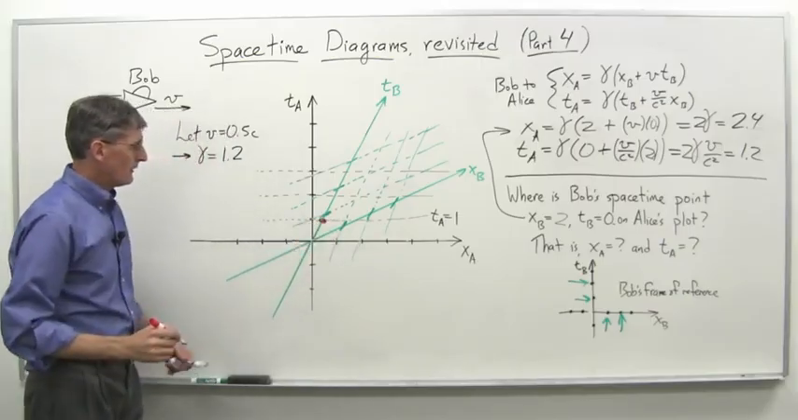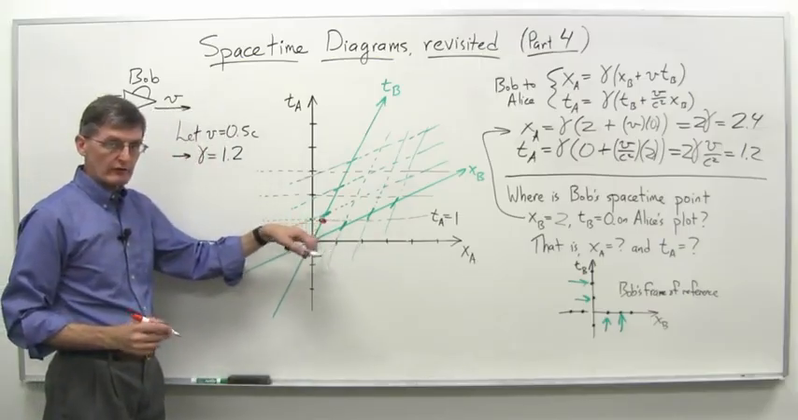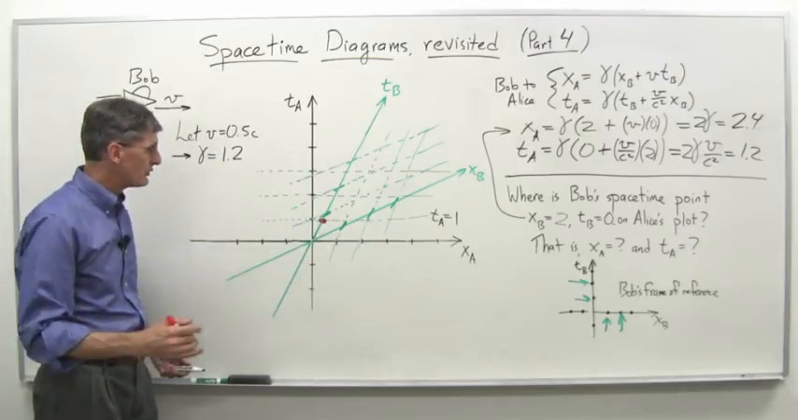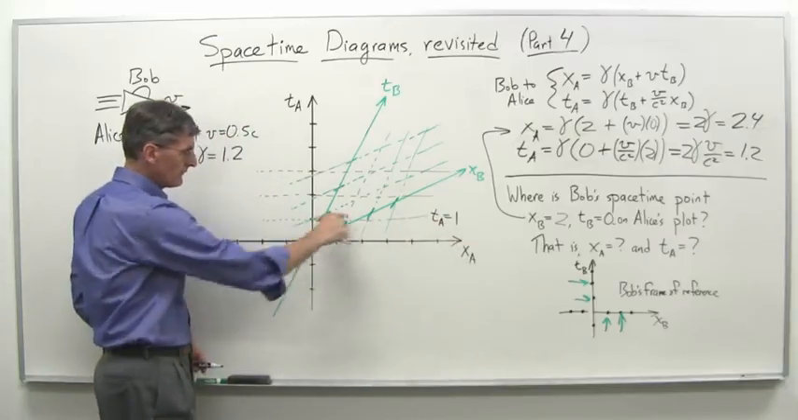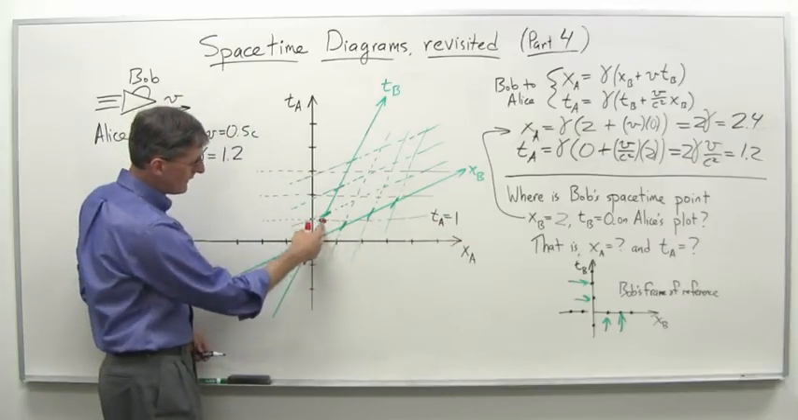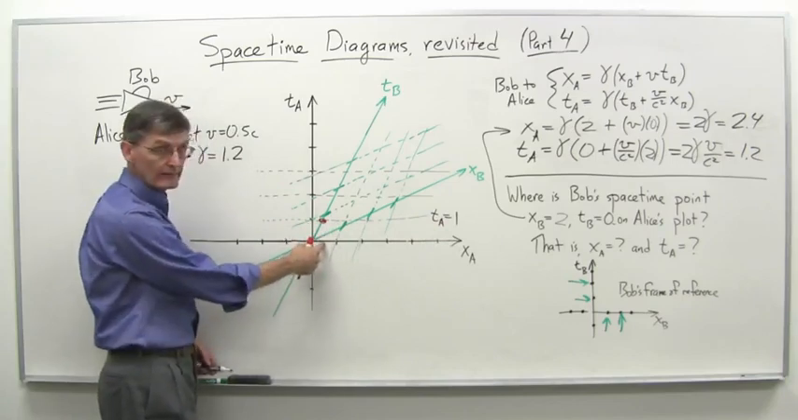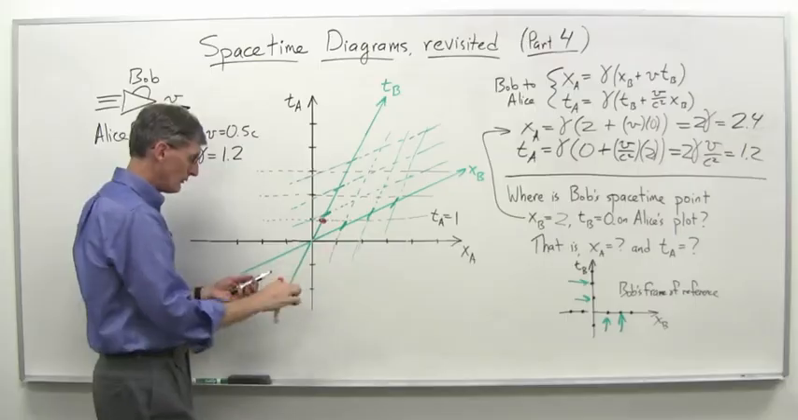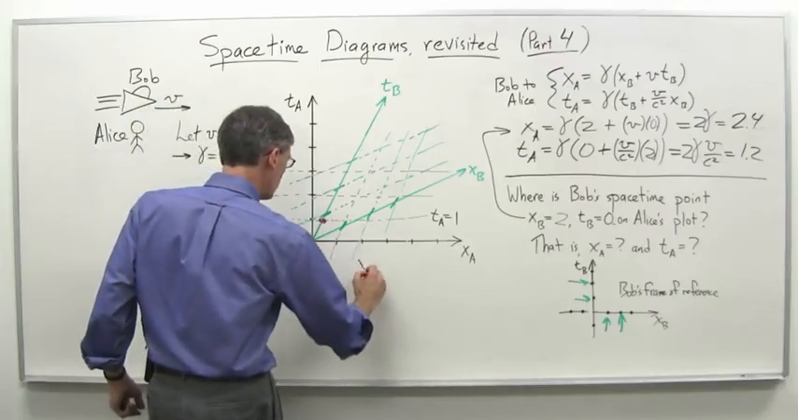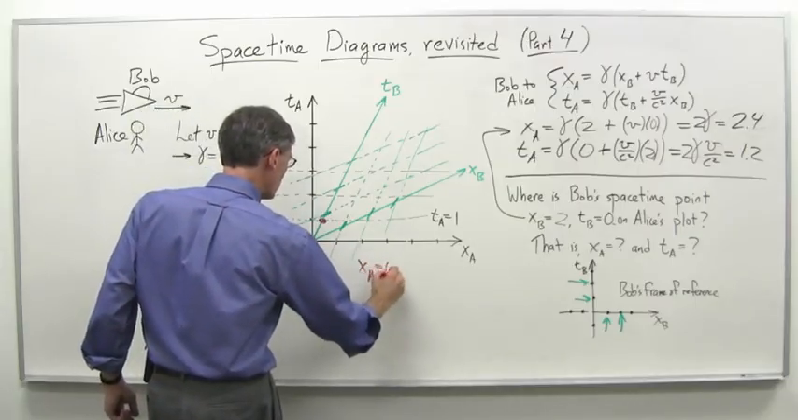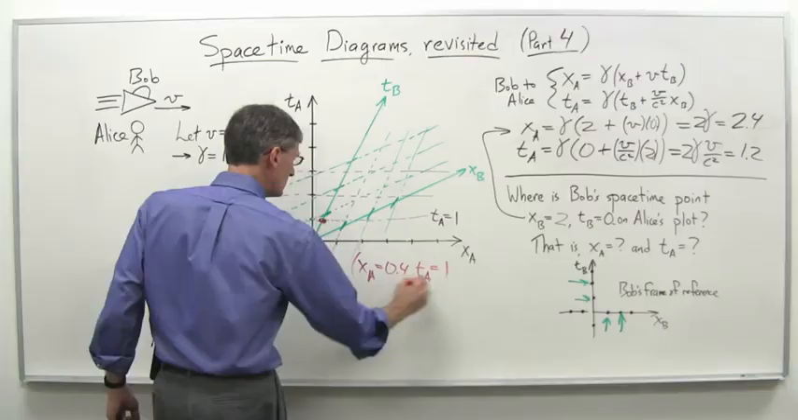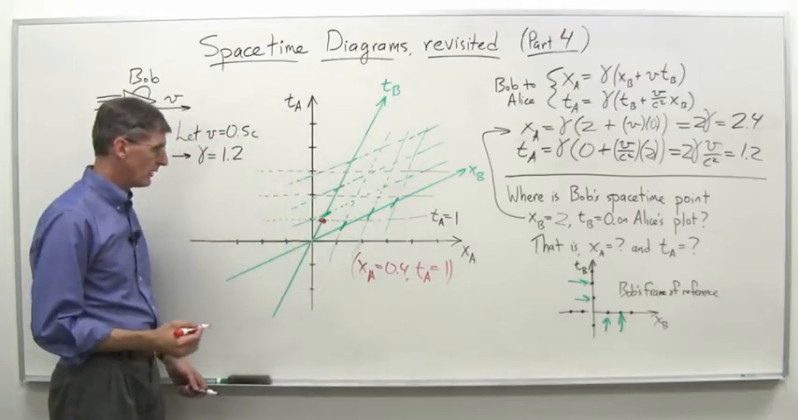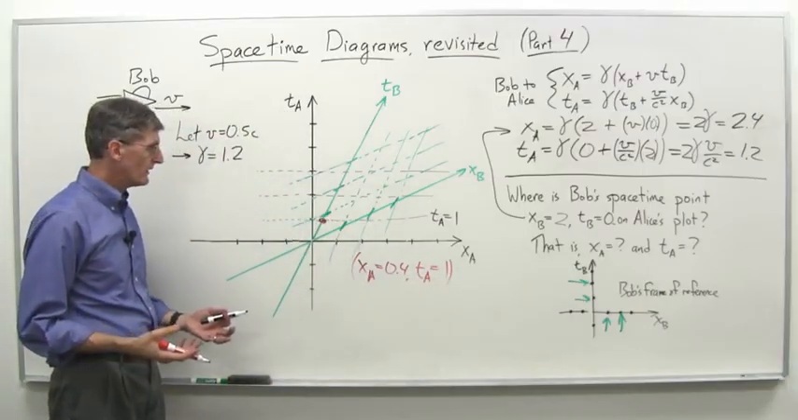Right there. If that space-time event occurred, a flash of light say, Alice would measure it at t sub a equals 1. Okay? Right there. And her x sub a would be maybe 0.4 or something like that down here. So for Alice, it would be x sub a equals 0.4, t sub a equals 1. Okay, that would be the flash of light, and her coordinates for the flash of light.